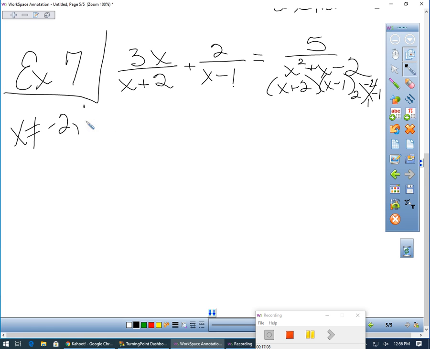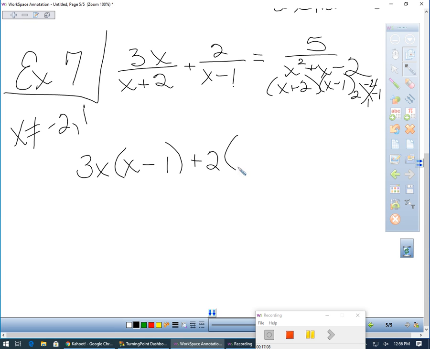So here we go. In the first one, I have 3x times what factor? The x minus 1, right? You fixed that, Brayden? Okay. x minus 1, I agree. Plus 2, what factor is the second term missing? Good, x plus 2. Equals, what's the 5 missing? Nothing. So we're just 5, right? Good. Distribute: 3x times x is 3x squared. 3x times negative 1 is negative 3x.